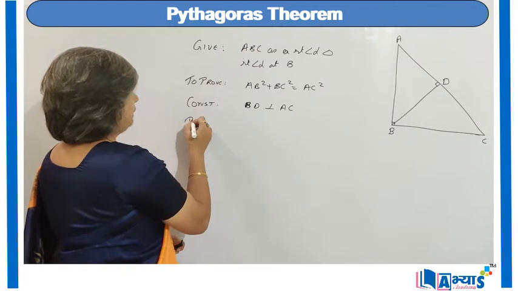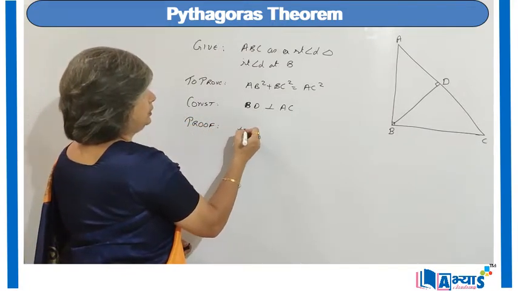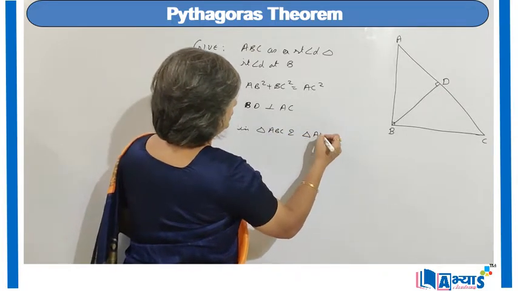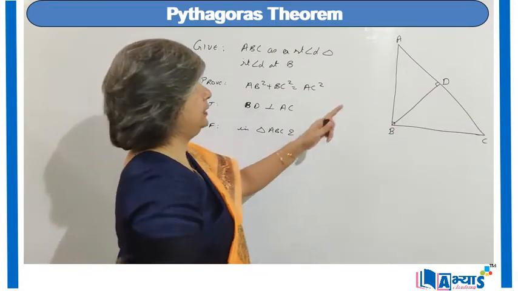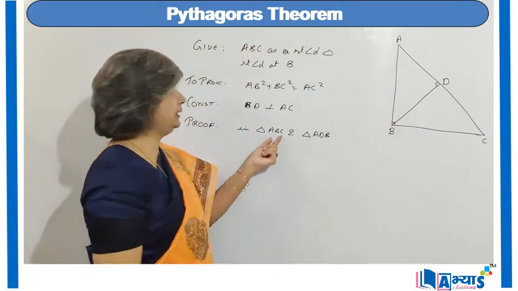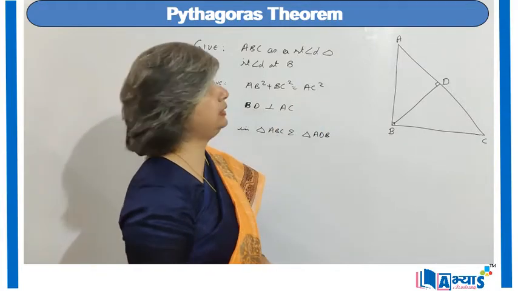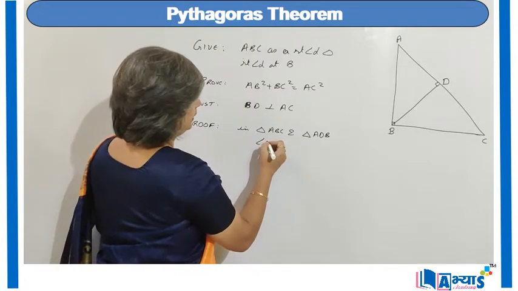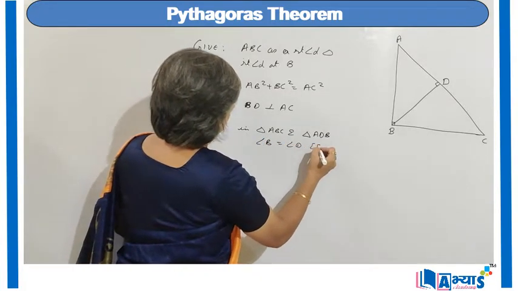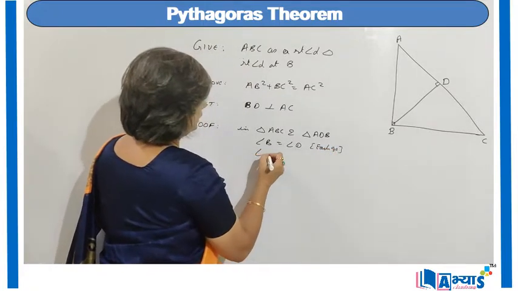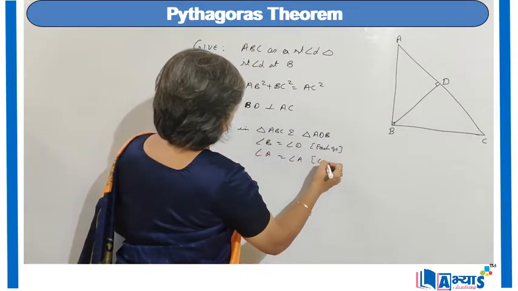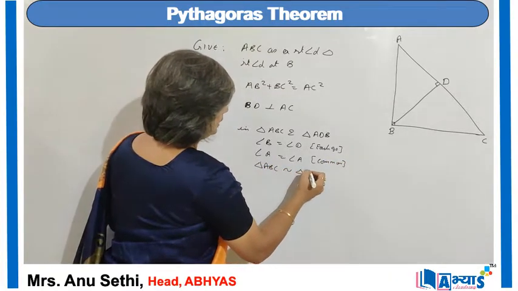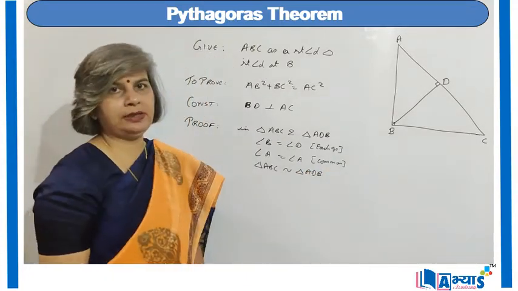So from that we can say that in triangle ABC and triangle ADB, angle A is common in both, and angle B is 90 degree in ABC and angle D is 90 degree in ADB. So angle B is equal to angle D, each 90, and angle A is equal to angle A, it is common in both. So we can say that triangle ABC is similar to triangle ADB using the double A criteria of similarity.